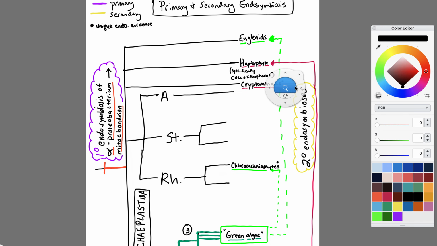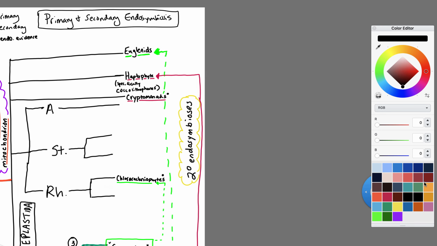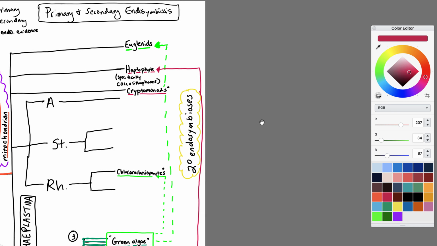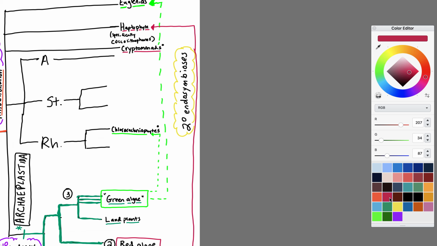Those are the only two groups that are known, chlorarachniophytes and the cryptomonads. So let's give them a line. Okay.